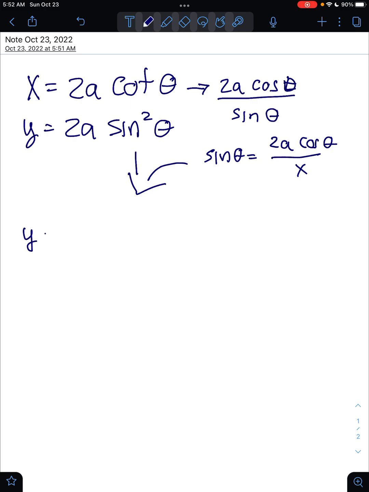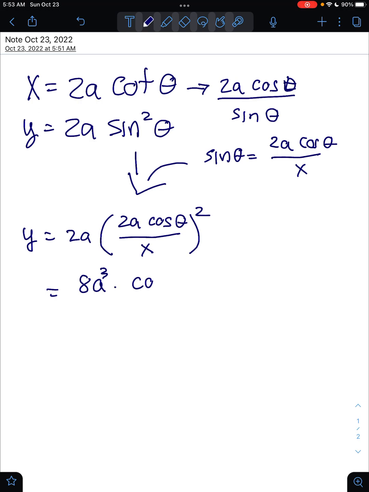And so y equals 2a times 2a cosine of theta over x, and I'm going to square that. So that is going to be equal to 8a to the third times cosine squared theta all over x squared.